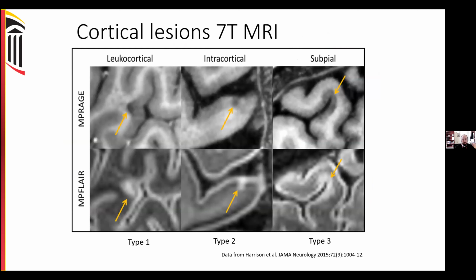as shown by these cartoon figures here. So we've taken a look to see whether we can visualize those lesion types on 7T MRI, and indeed we can. This is from one of our papers from a number of years back that shows the MP RAGE, this was actually MP RAGE prior to our use of MP2RAGE, MP RAGE on the top and a MP FLAIR on the bottom. And what you can see is that we can see all three lesion types: leukocortical, so those lesions that are crossing white into gray; intracortical lesions, so those very tiny little lesions within the cortex; and then these more widespread areas of subpial demyelination.